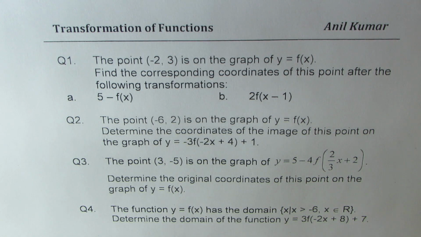Question number 3. The point (3, -5) is on the graph of y = 5 - 4f(2/3 x + 2). Determine the original coordinates of this point on the graph of y = f(x).